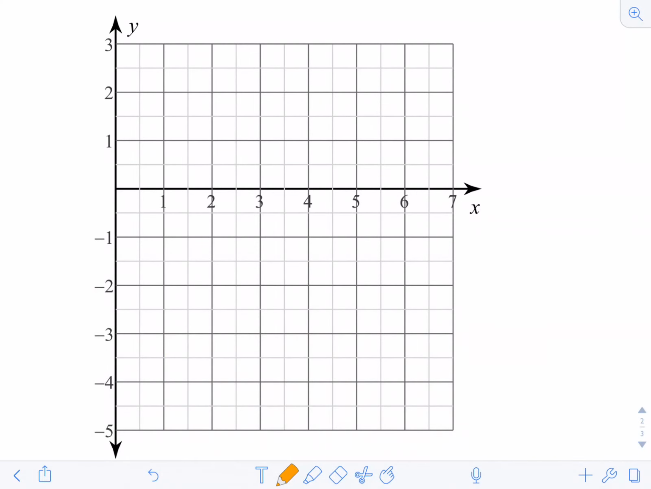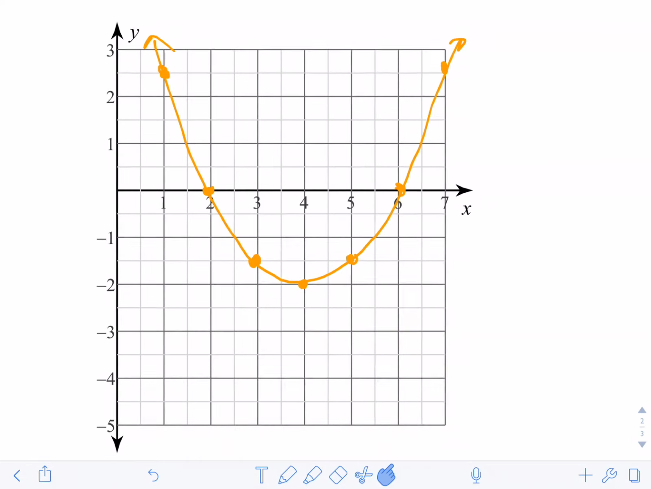X is 1, 2.5, so that's in between 2 and 3. When x is 2, y is 0. When x is 3, y is negative 1.5. When x is 4, it's negative 2. When x is 5, it's negative 1.5. When x is 6, it's 0. And when x is 7, it's 2.5. Alright, so I'm going to go ahead and connect my dots and draw my arrows. And we're going to answer the question.